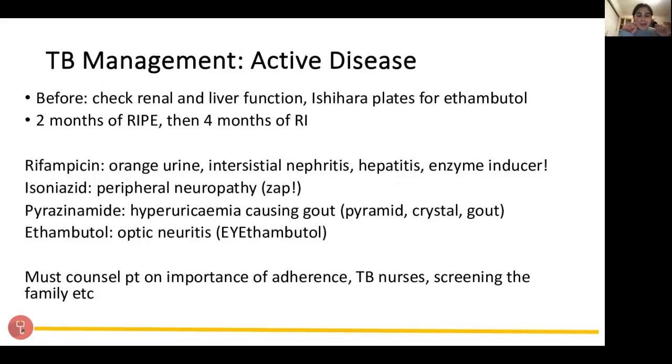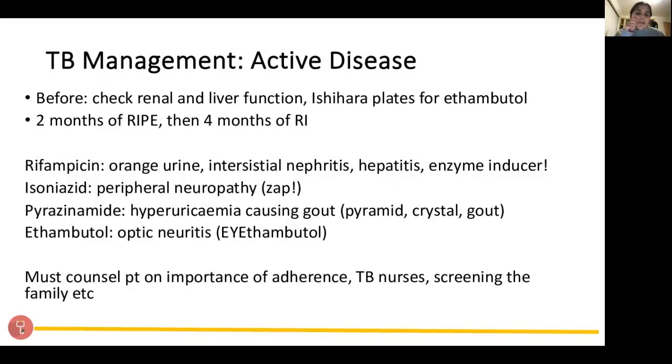Cool. So the management of the active disease, I think the important thing here is that you keep a little mnemonic in your mind. So people often use RIPE, but before you even get going with the treatment, you have to check their renal and liver function, because sometimes you have to reduce the dose of rifampicin if their renal function isn't great, and they tend to manage ethambutol in a different way as well if the renal function isn't great.